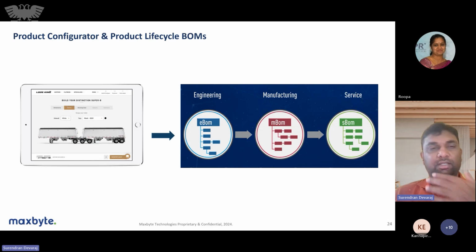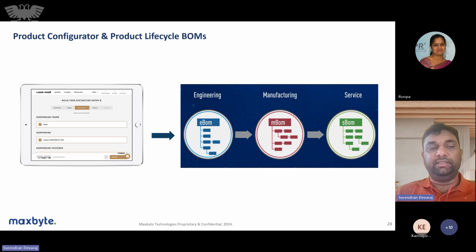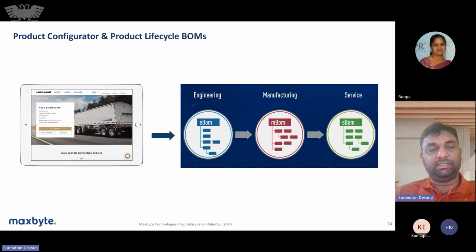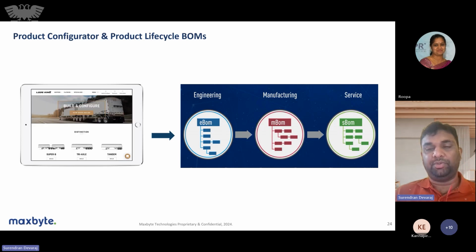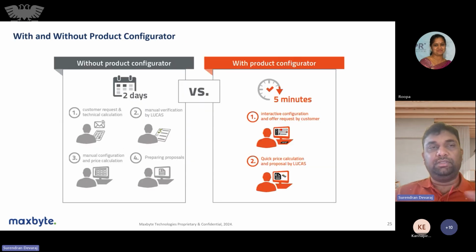So data-driven engineering plays a key role in reducing the product life cycle time. This is a kind of comparison, not for all products, but an average time. Before, it took 2 days: the customer requirement comes, the design team does the technical calculation, it is manually verified, then the configuration price calculation is done, and proposals are prepared. So a lot of steps.